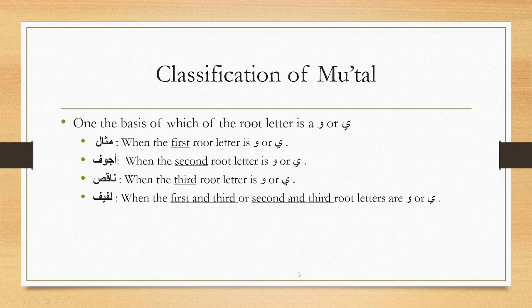Lafif can have only two kinds of combinations. First, the first and the third root letters, that is the fa kalima and the lam kalima, can be wa or ya together. Or the second and the third root letters, that is the ain kalima and the lam kalima, can be a wa or ya. So the first three categories, mithal, ajwaf, and naqis, are when only one of the root letters is a wa or ya, and lafif is when we have two root letters as a wa or ya.